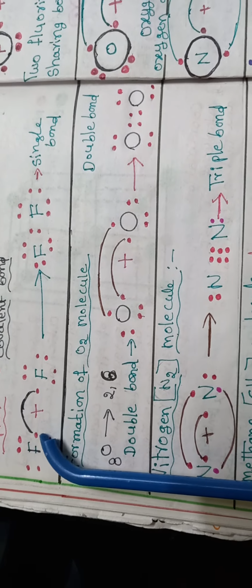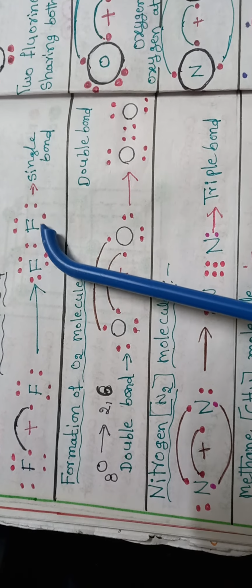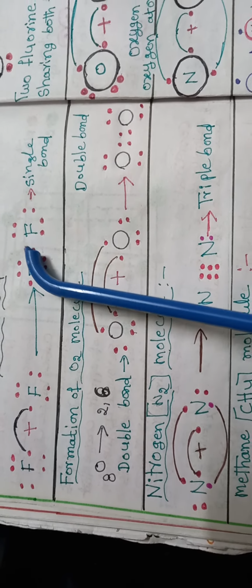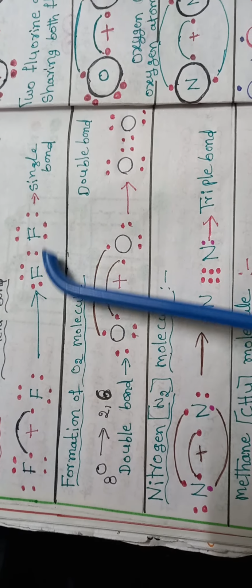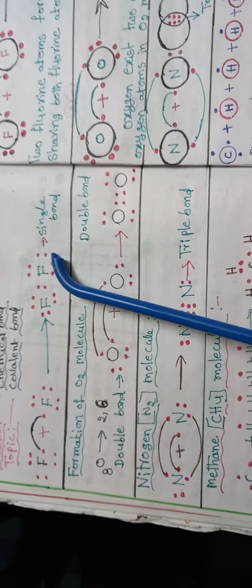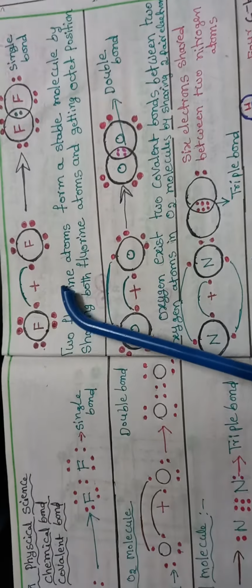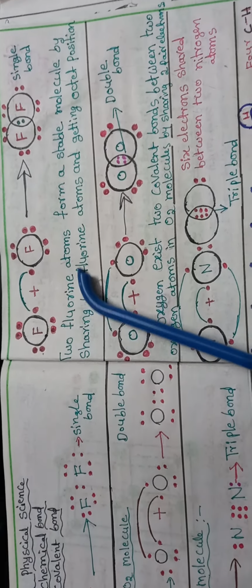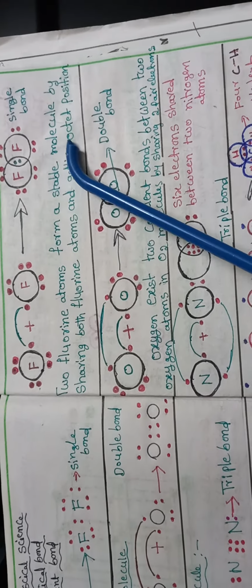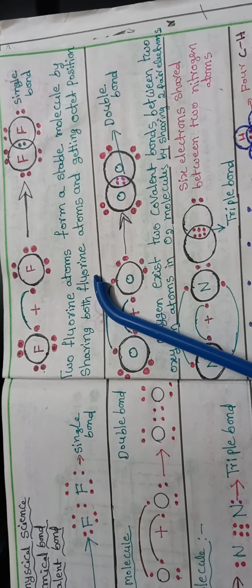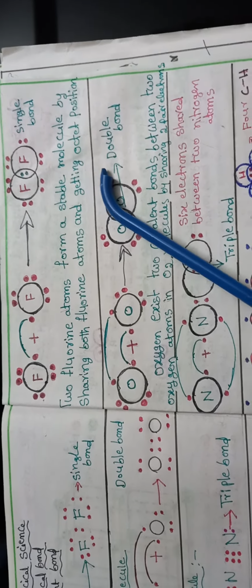These two 1 electron come together between the two fluorine atoms. These two electrons are shared by the two fluorine atoms and form the single bond between the fluorine atoms. Here two fluorine atoms form a single stable molecule by sharing, and both fluorine atoms get octet positions.